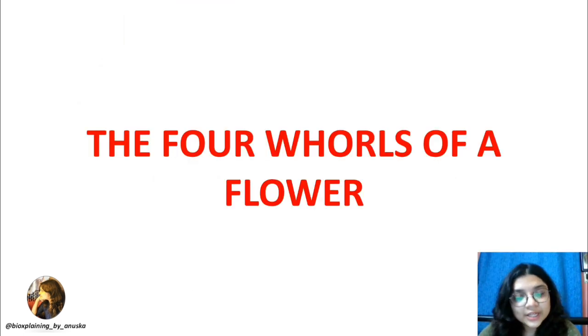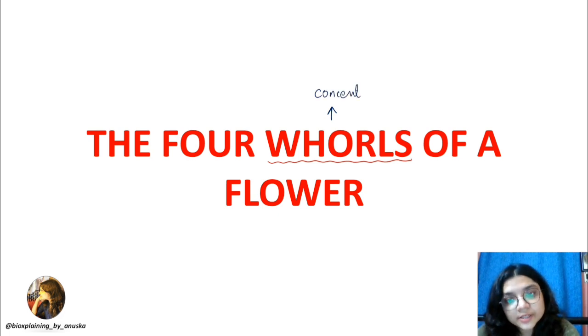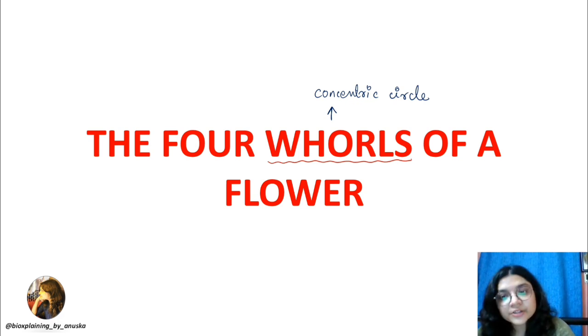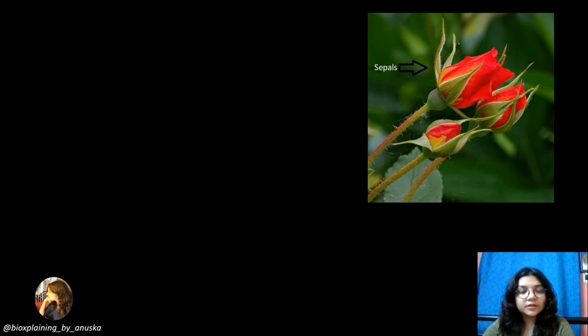Well, so now let us start discussing the four whorls of a flower. Whenever you look into this word whorls, the whorl literally means concentric circles, right? So what are we going to discuss here? We are now going to discuss the four concentric layers of the flower which are present. So let us get right into it.